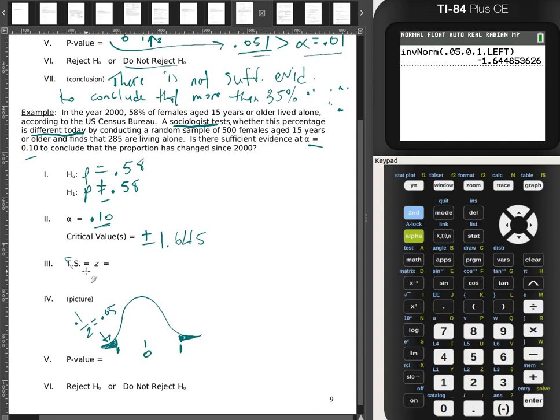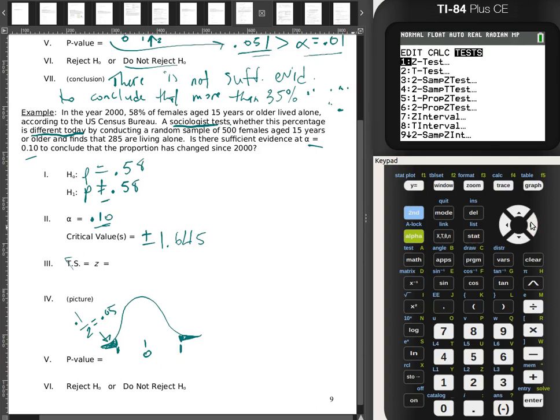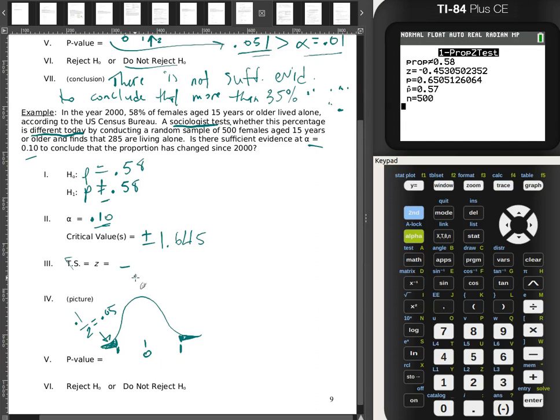Now, we have a test statistic which is going to come from our calculator. We go to stat and then over to tests, and since we're talking about proportion, it's a one prop z test. We're testing the p-naught value of 0.58. In our survey, 285 of such females were living at home, out of a survey size of 500. And we're testing whether it's not equal. So let's calculate that. We find a z value of negative 0.453.